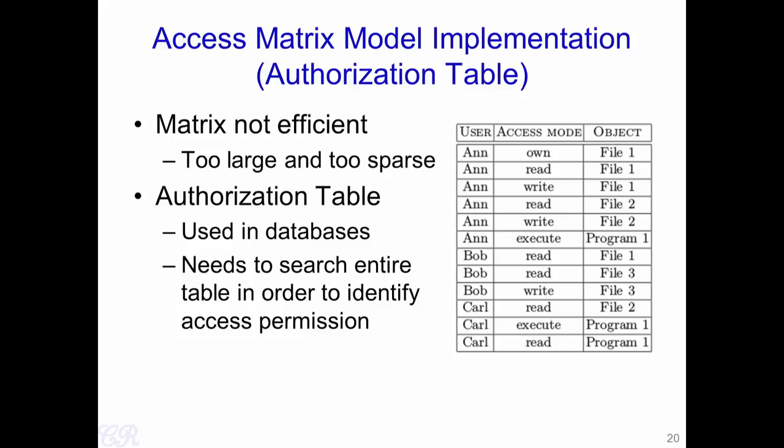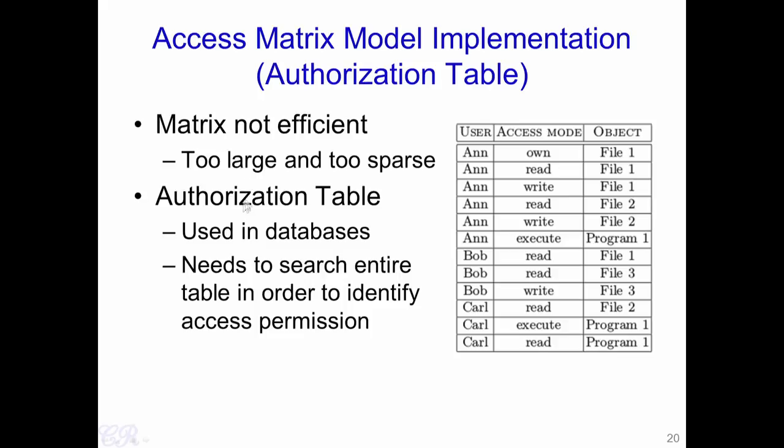So, how do we actually implement the access matrix model? One way, as we have seen, is the matrix representation. However, the issue with this representation is that it is too large as well as too sparse, so it is not a very efficient way to use.